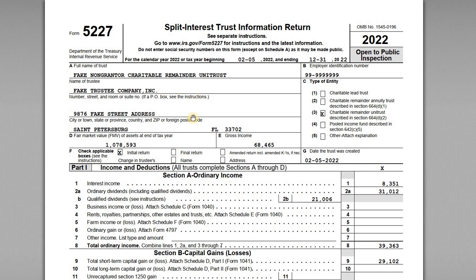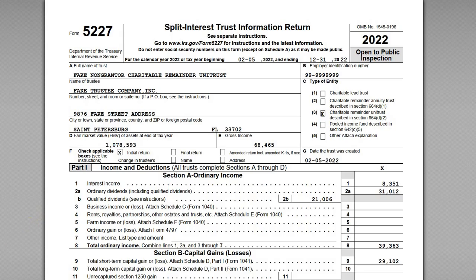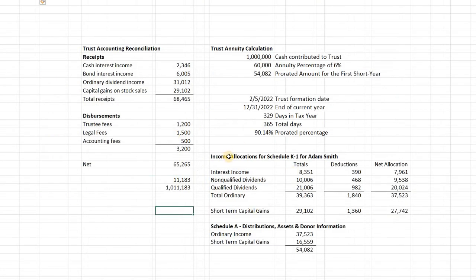So we've got the sample 5227, which we'll go through in more detail. I do have a sample 1099 issued from the broker for the brokerage account that's set up for this trust. And then we also have just a sample set of financial statements, kept it really simple here, showing the income and expenses and some of those balances at the end of the year for the balance sheet. And then another more detailed income reconciliation and how we calculate our unitrust payment for the current period.